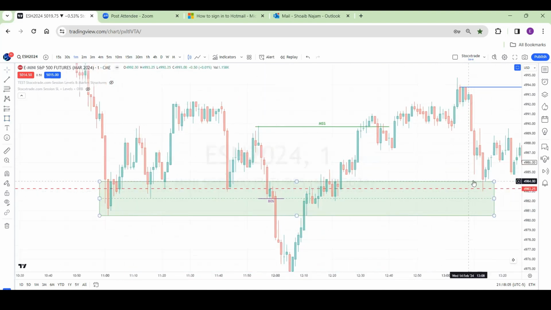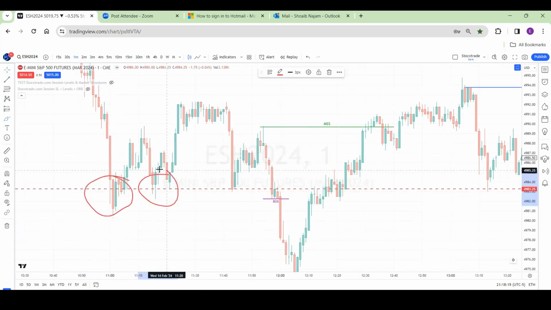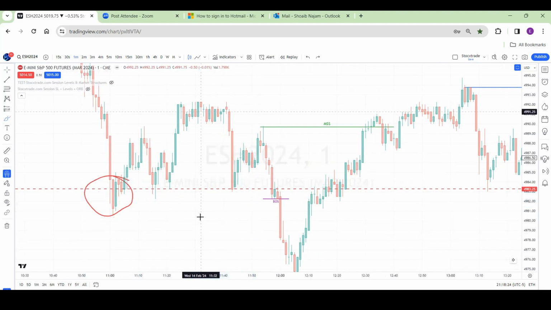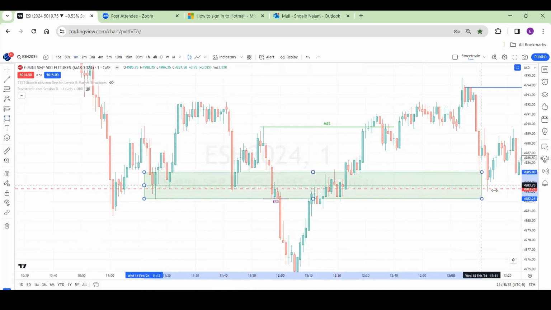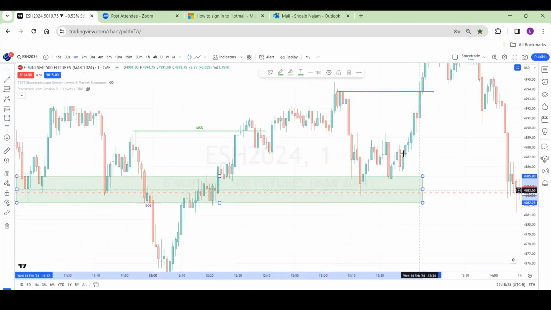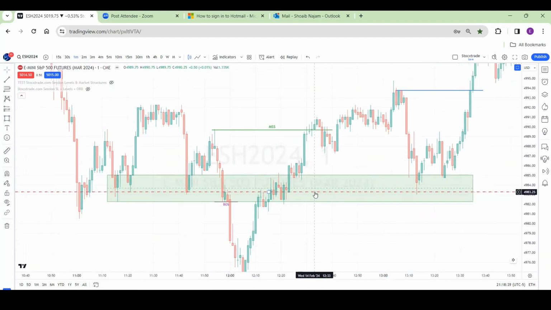You will get the entry. If you cannot mark this, just mark the base candle. Where is the base candle out of these three breaker blocks? First one is this, second one is this, and third one is this. So if I see that my base candle out of these three is this one, just extend it. You will get the entry. If you will not get the entry, just mark the stop loss below this structure.